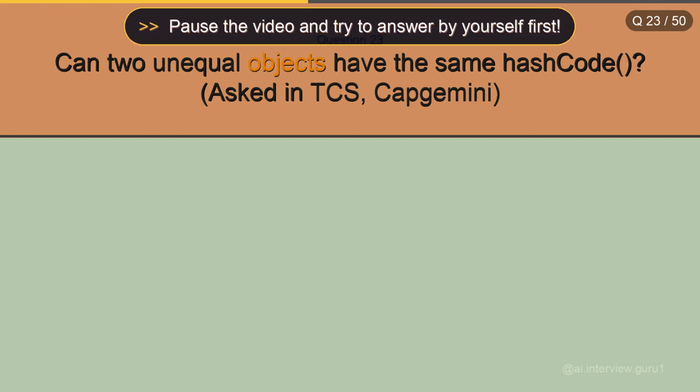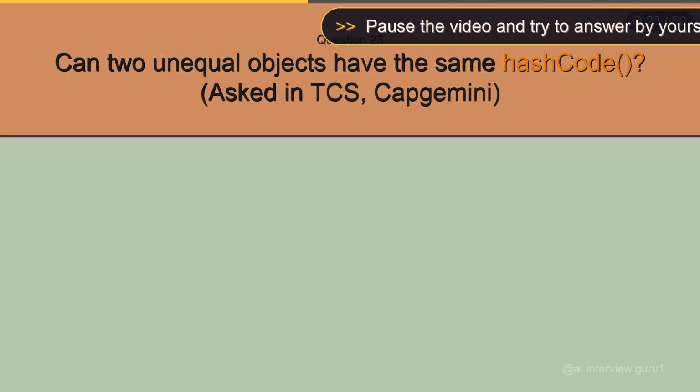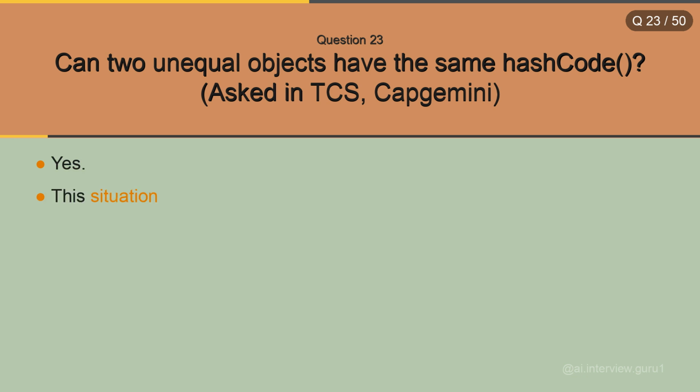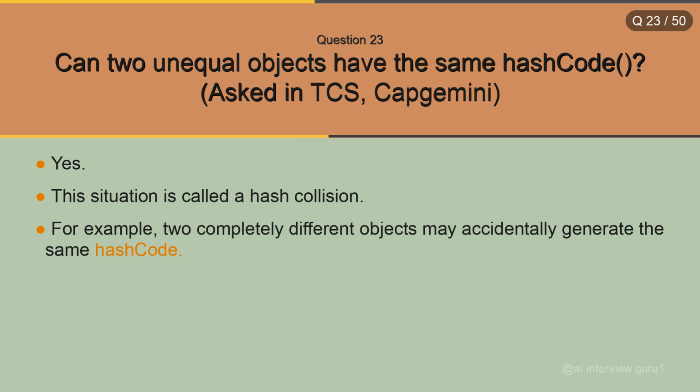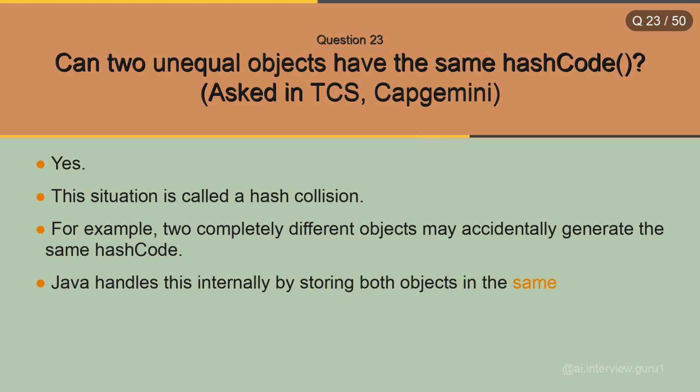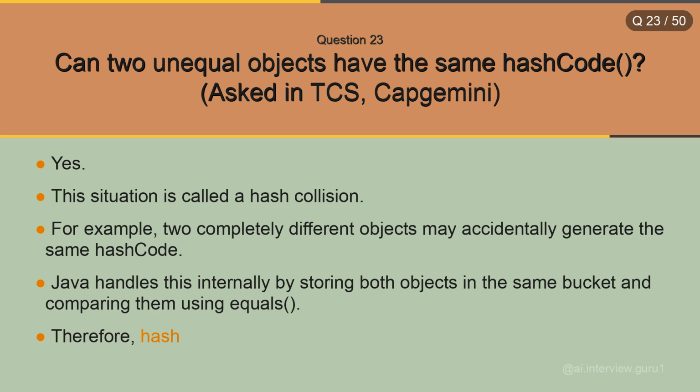Can two unequal objects have the same hash code? Yes, this situation is called a hash collision. For example, two completely different objects may accidentally generate the same hash code. Java handles this internally by storing both objects in the same bucket and comparing them using equals. Therefore, hash collisions are normal and expected.